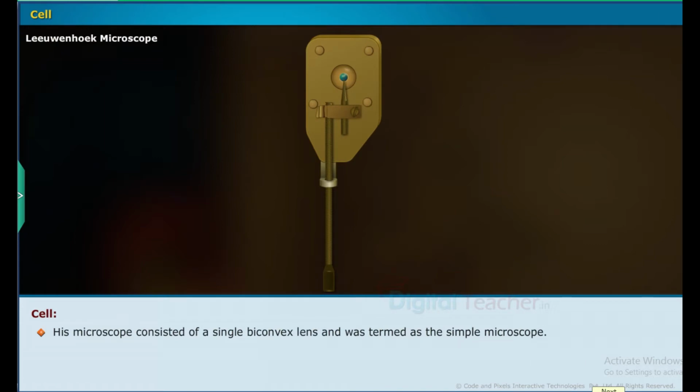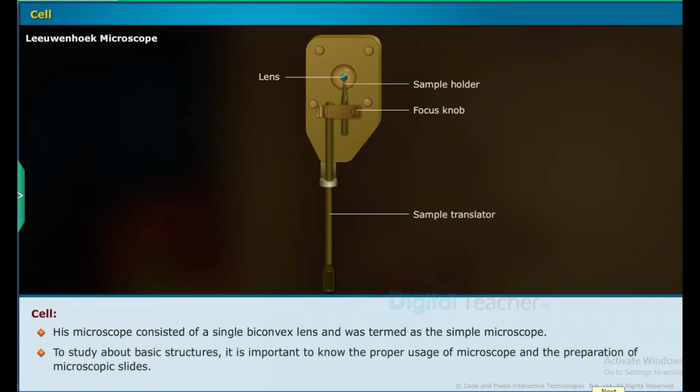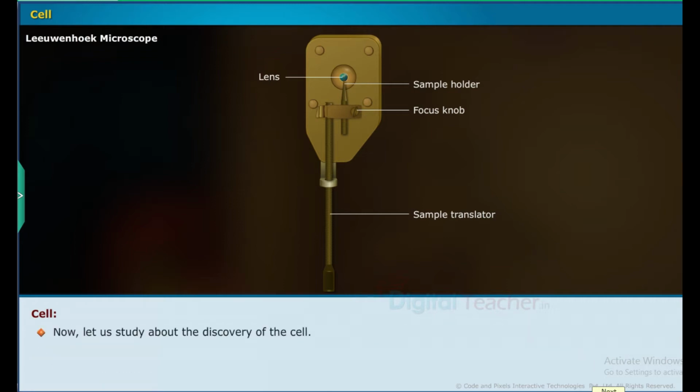His microscope consisted of a single biconvex lens and was termed as the simple microscope. To study about basic structures, it is important to know the proper usage of microscope and the preparation of microscopic slides. Now, let us study about the discovery of the cell.